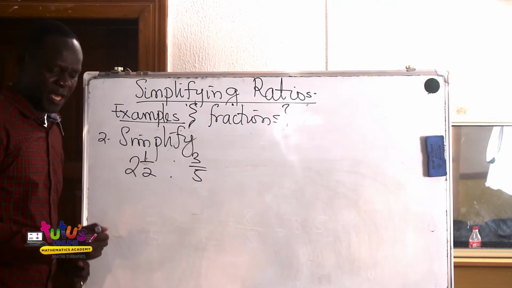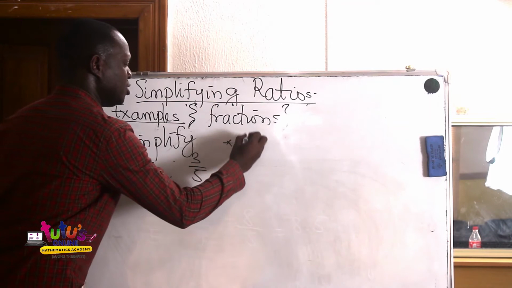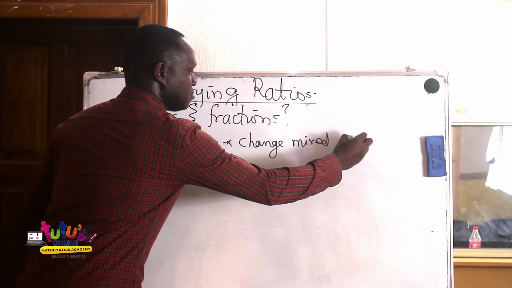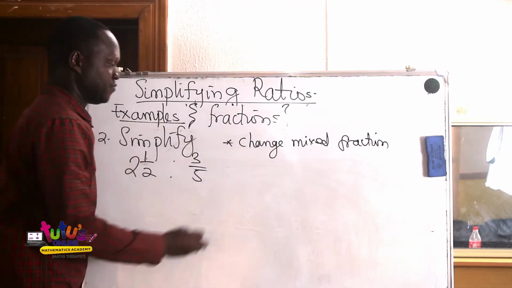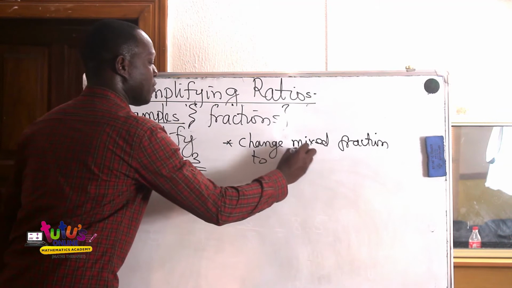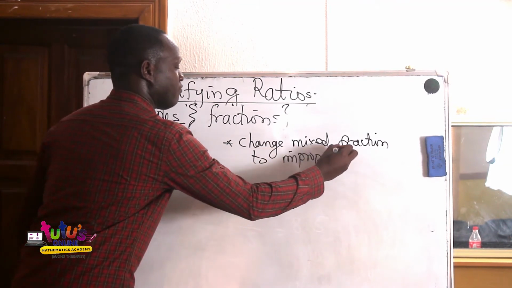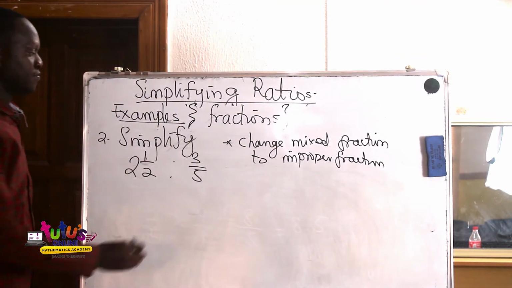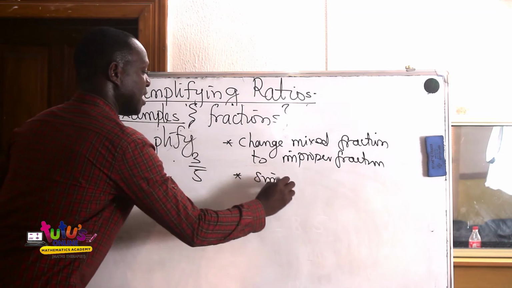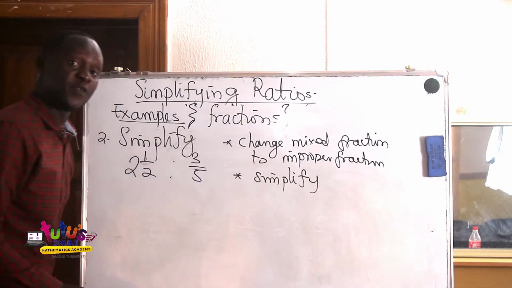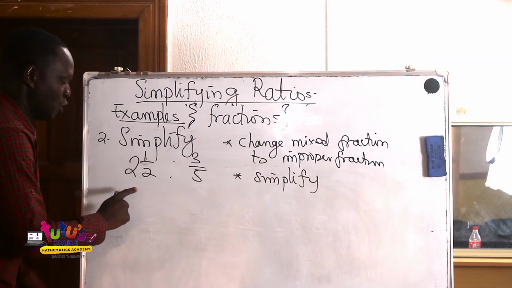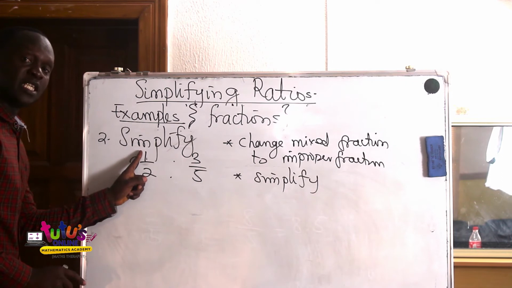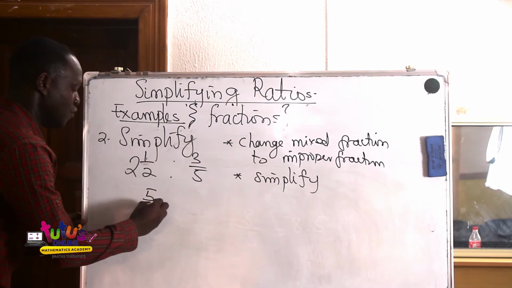So the first thing we do here is change mixed fraction to improper fraction. That's the first thing you do when you are given a mixed fraction. You change to improper fraction. The next thing, you simplify, like we did in the previous question. So what will you do here? 2 times 2 gives us 4. 4 plus 1 is 5. That gives us 5 over 2.